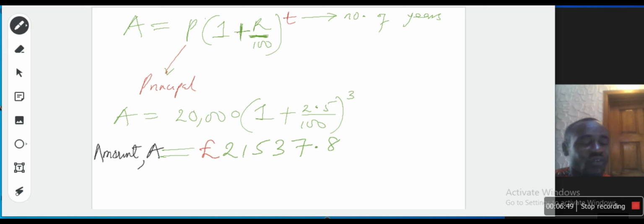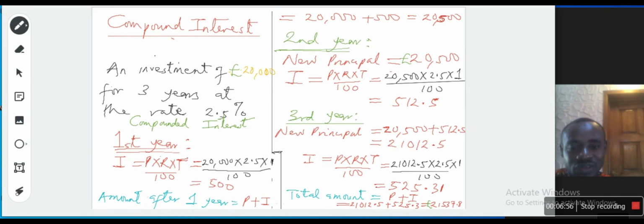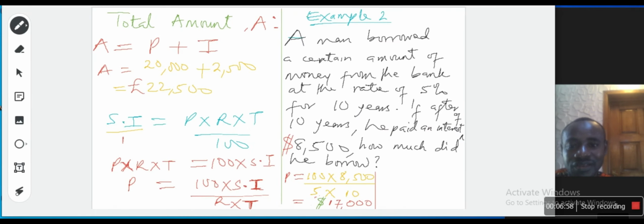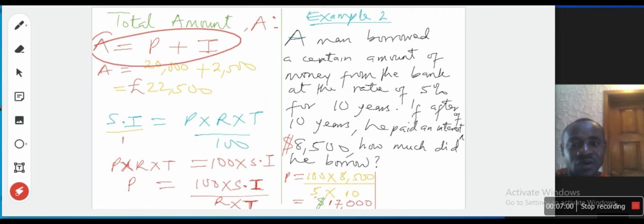So what's even the overall interest? Don't forget what we said. What's the formula? Look at it here. Amount is principal plus interest. So to get interest will be what? Amount minus principal. Yes.